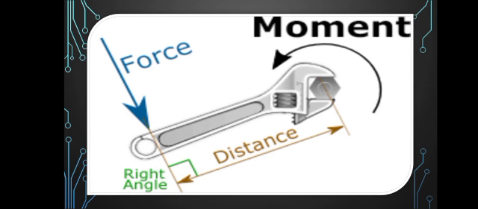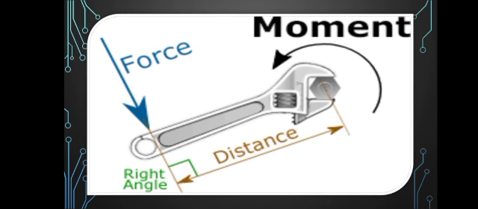Now moving forward, in this example the spanner is acting as a lever. You can see a lever is a simple machine that helps to make work easier. So here is the distance between the turning point or pivot and where the force is applied. This is the distance. And what is a moment? Moment is basically force times distance, or the turning effect of a force is called a moment.